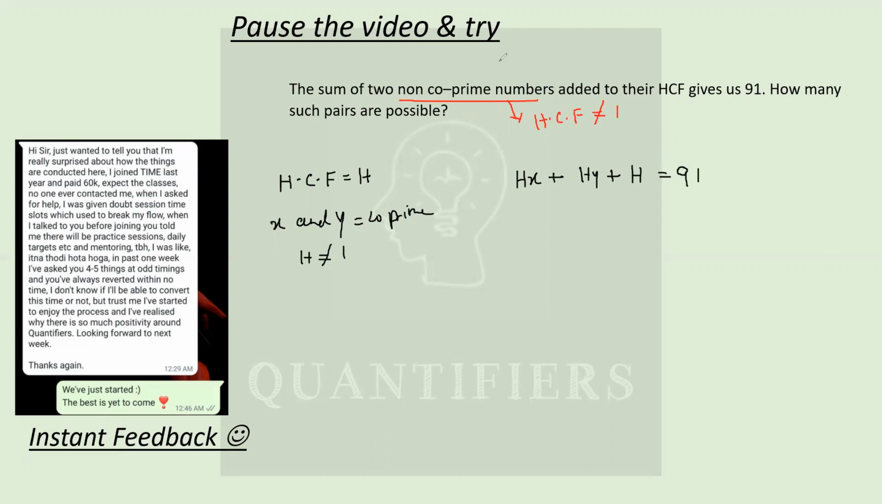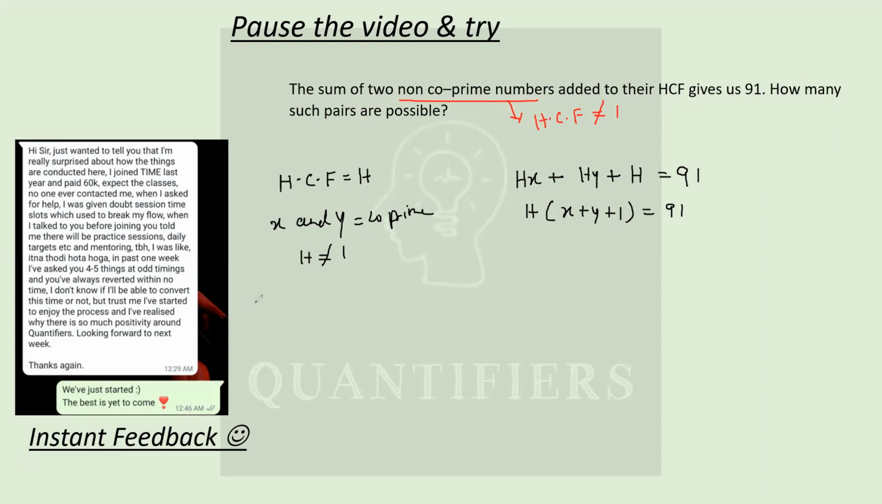Now, students, you can see H is common to all of them. So now if I take H common, I'll be left with X plus Y plus 1. This is equal to 91. Now here you can see, students, the two things are getting multiplied. If two things are getting multiplied, product is equal to 91. So I can say that H will definitely be a factor of 91. H जो होगा वो 91 का factor होना चाहिए.